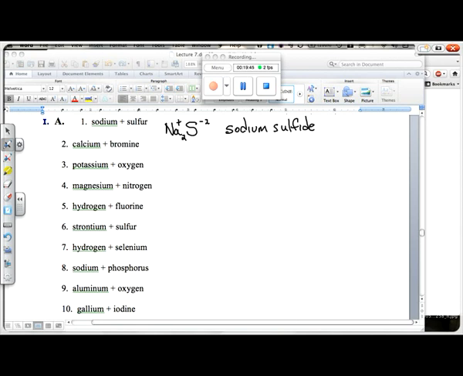All right, calcium, metal, 2 valence electrons, forms a +2. Bromine, 7, gains 1. So I need 2 of those negative ones to cancel out the positive 2, and my name is calcium bromide.